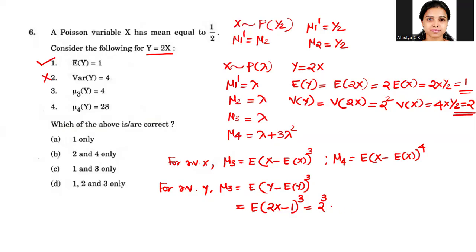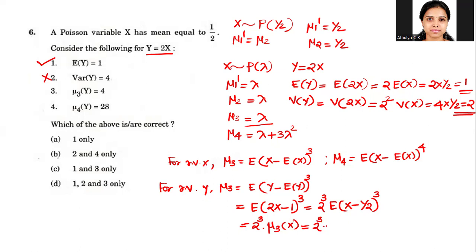So 2 cube into the expected value of x minus, here 2 is taken outside, so 1 will become 1 by 2, whole cube. So what is this term, the expected value of x minus 1 by 2 whole cube? It is nothing but mu3 of x, right? So we can rewrite it as 2 cube into mu3 of x. We know that mu3 of x is nothing but lambda.